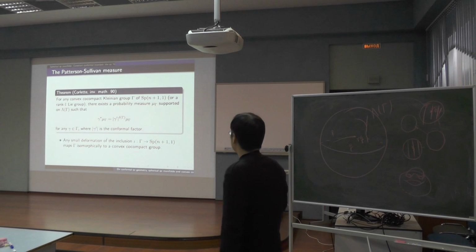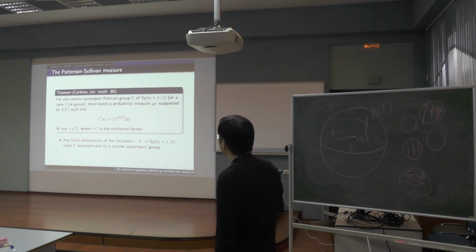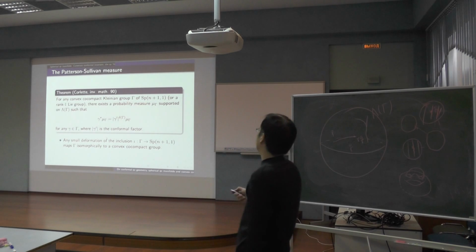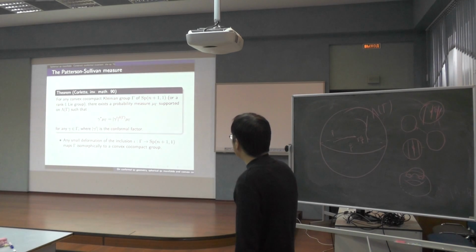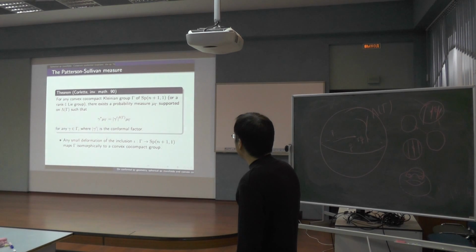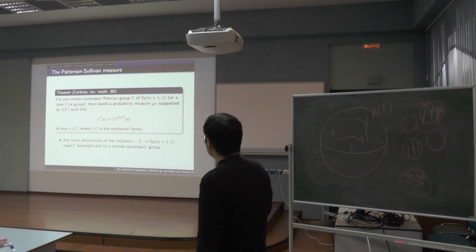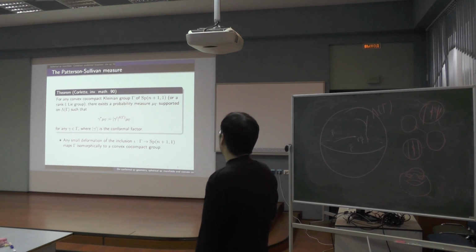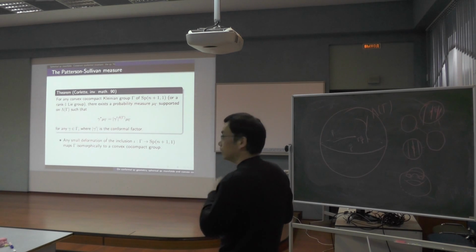in 1990. So this probability measure is called a conformal measure. Its pullback by the action of an element of the group is the same measure, but you need to multiply by some factor, and this exponent is the Poincare exponent. This is also the statement of this paper. And small deformations of the inclusion map of gamma give an isomorphic convex co-compact group. That means there are many such groups; you can make small perturbations.